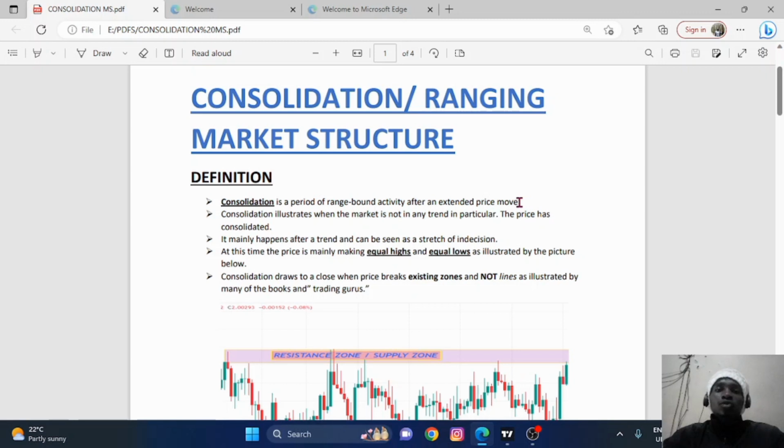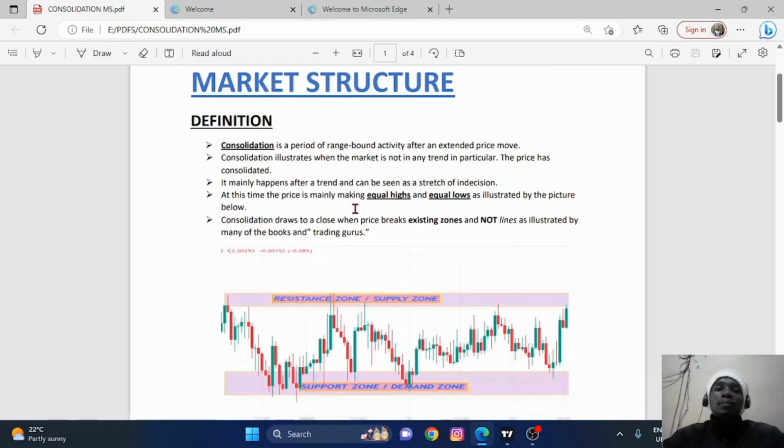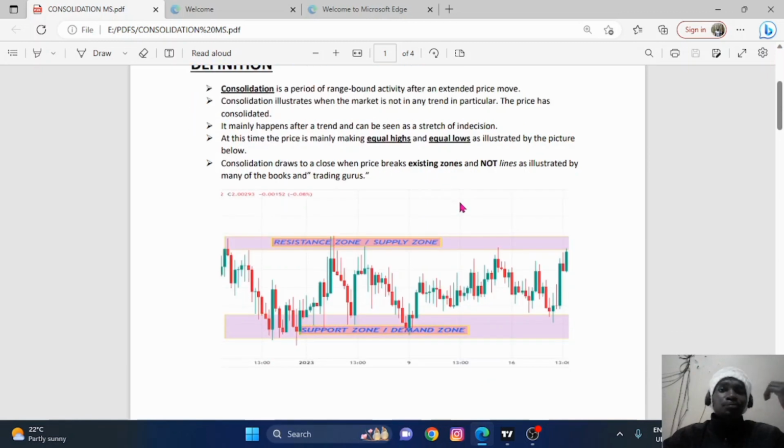Last time I talked about how, for example, the market is moving in an uptrend and makes a high. You can say that consolidation mainly happens after the trend has stretched into indecision. Of course, the market by this time will be making equal highs and equal lows.